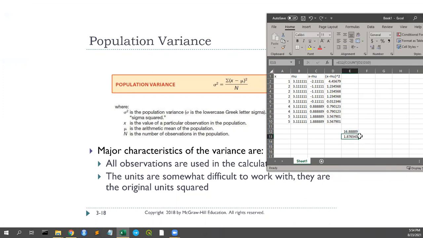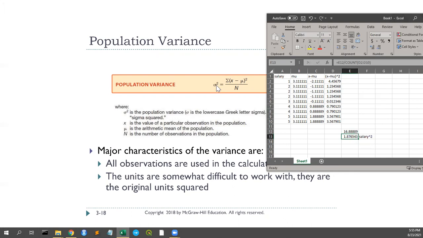So now my population variance is going to be 1.876543. So let's suppose instead of x, this was actually salary. I don't know, right? The units of this are a little bit unintuitive. So this is actually salary squared. So I give you my variance and I say, oh, the population variance of these data, this sigma squared, that's what this is right here, sigma squared, is $1.87 squared.